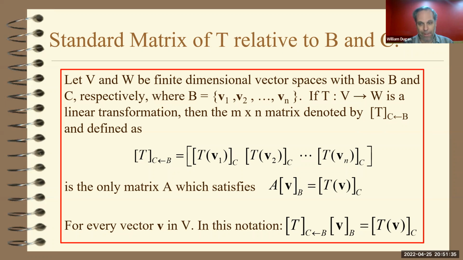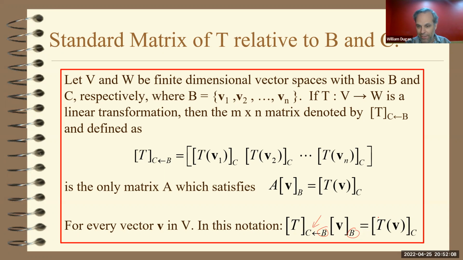In notation, then, we have that the matrix of T from B to C, if you pre-multiply it on the left to the vector V relative to B, you get the vector T of V relative to C. That's what the very bottom equation says. Notice that the notation is kind of suggestive. Do you see how B and B, it gets sent to C?